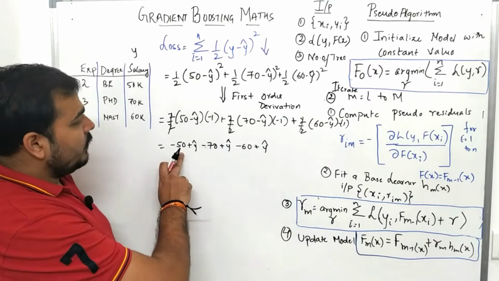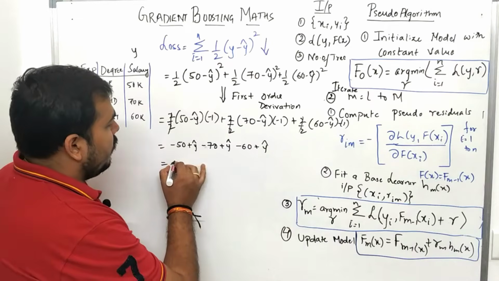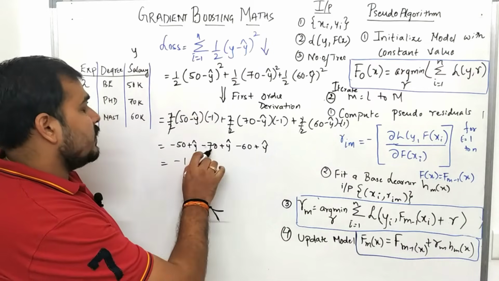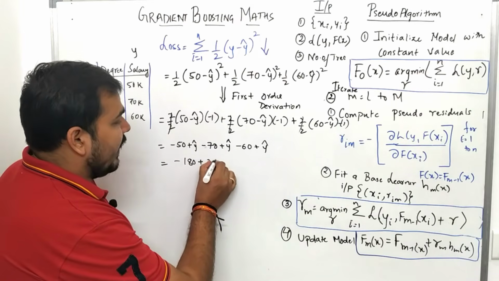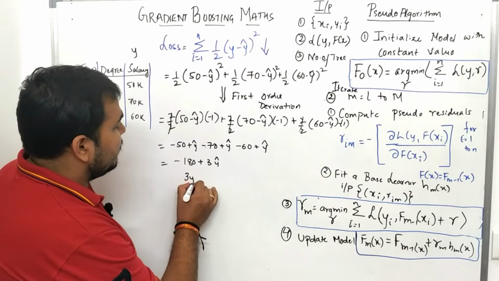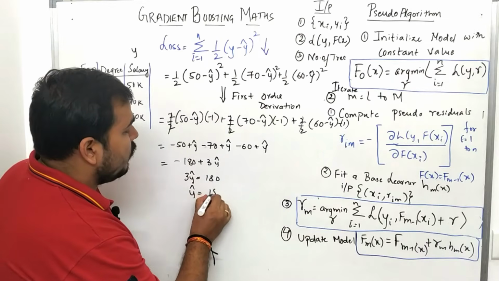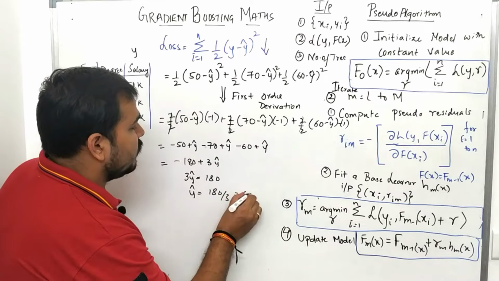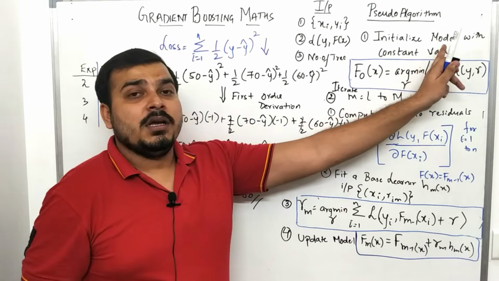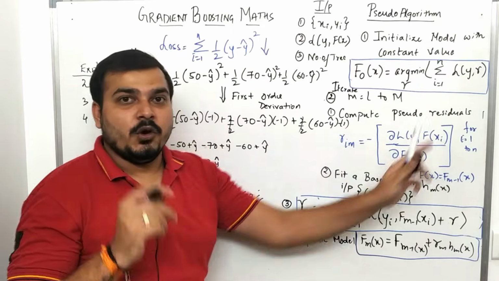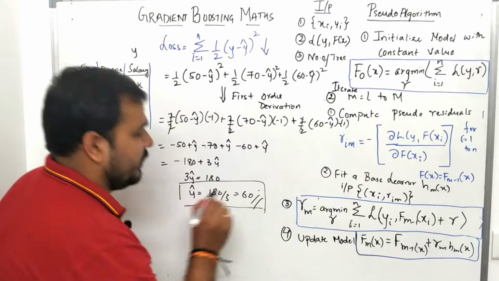Then we'll add up this 50, 70 and 60. It is nothing but minus 180 plus 3 y hat. I can also write this as 3 y hat is equal to 180, and finally my y hat will be 180 by 3. So this is nothing but 60. Now understand over here, guys, we need to initialize the model with a constant value. So the constant value is nothing but this y hat, which is 60.